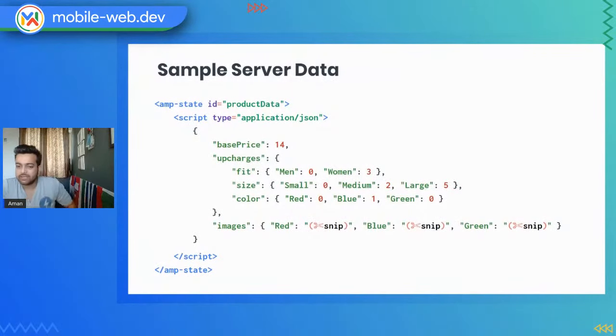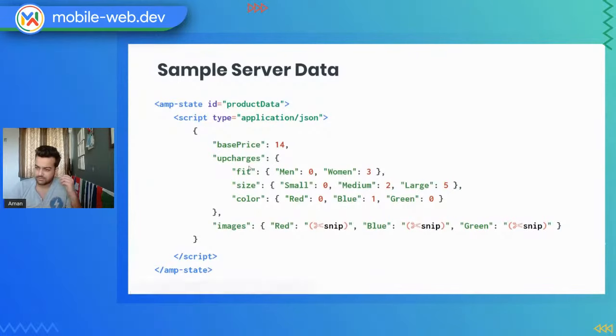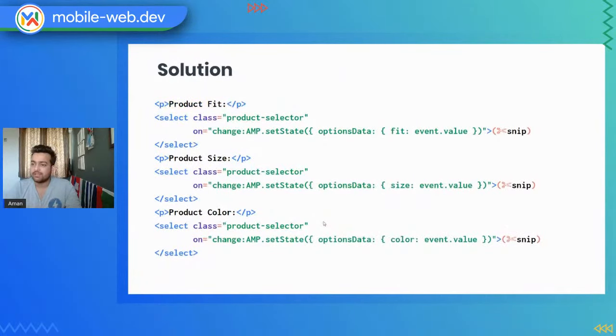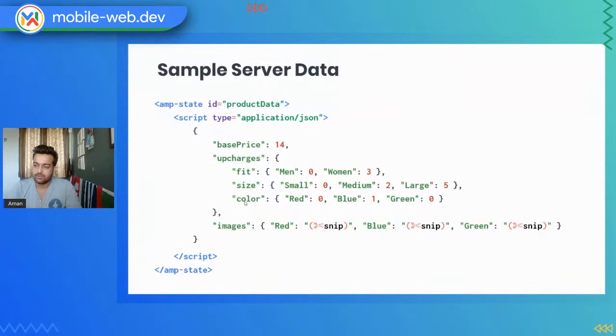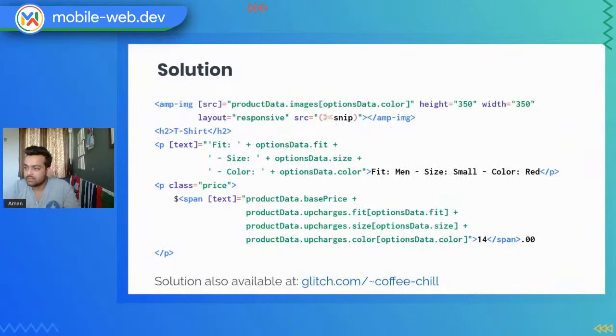So what is the backend data that is coming from our backend? For example, we have base price. Then we have, I don't know what this upcharges actually means, no idea. But then you have images, different colors of the shirts that are available. That is coming from the backend, so normal JSON data. And what you would like to do is have a selector, and whenever somebody clicks on a variant of that product, you choose from product fit, size, and color, and that value is manipulated inside the sample server data that you are trying to use, right? Let's see what else in the code is there.